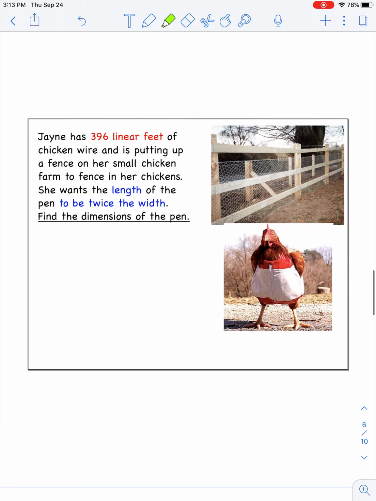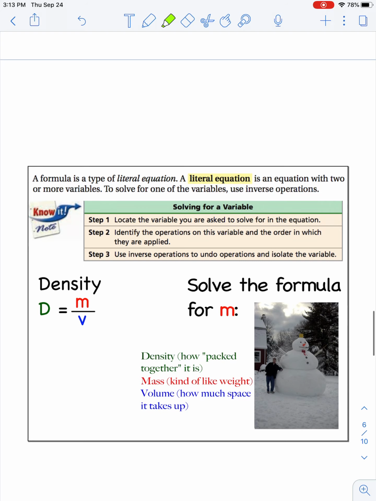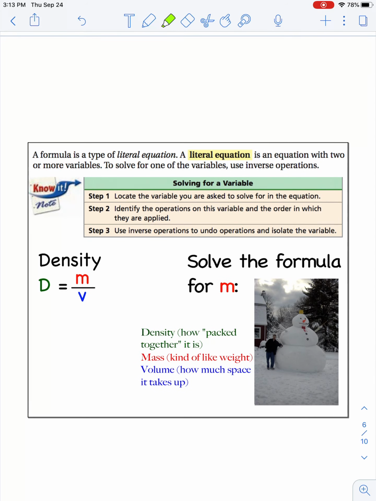I feel like we might be getting long on the video, so I'm going to skip to those literal equations. So a formula is a type of literal equation, and a literal equation is an equation with 2 or more variables. To solve for one of the variables, we use inverse operations. So basically, we solve these literal equations the exact same way we would if there were numbers. So we locate the variable you are asked to solve for in the equation, identify the operations on this variable and the order in which they are applied, and then use inverse to undo them.